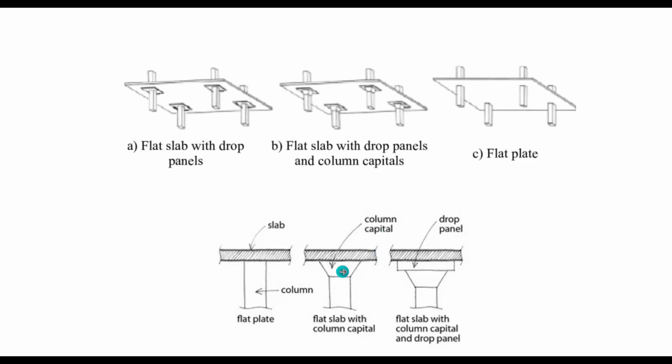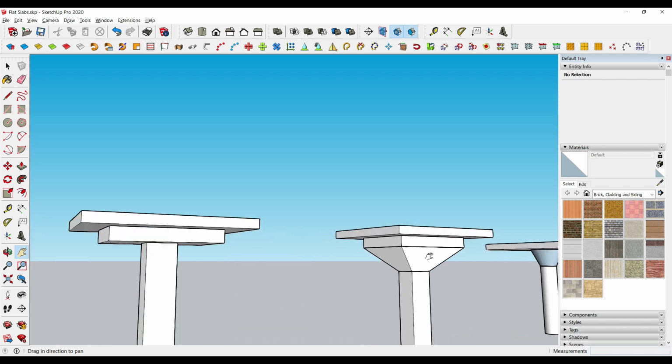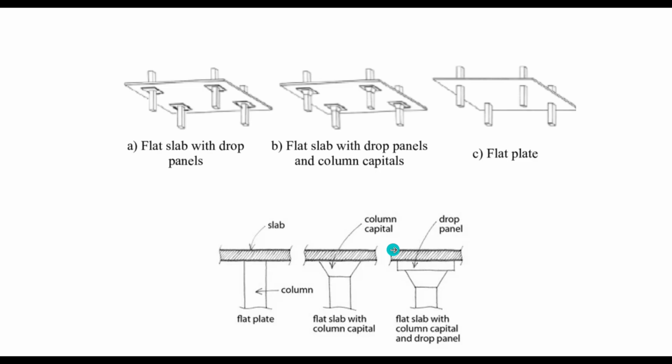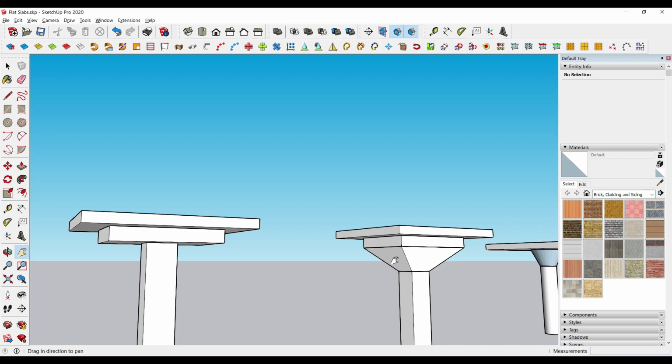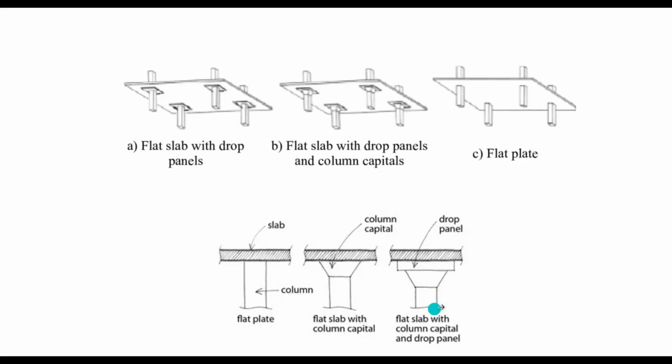Then what do we have? We have a column capital. This is basically the column capital. Again, I have provided a drop also here. You can remove the drop and just have a capital also, no problem with that. And the third option is the same thing. We have a drop panel, then we have a capital. This is done basically when the punching shear is too much. The drop is not sufficient to take care of your punching. That time we go ahead and provide a capital also.